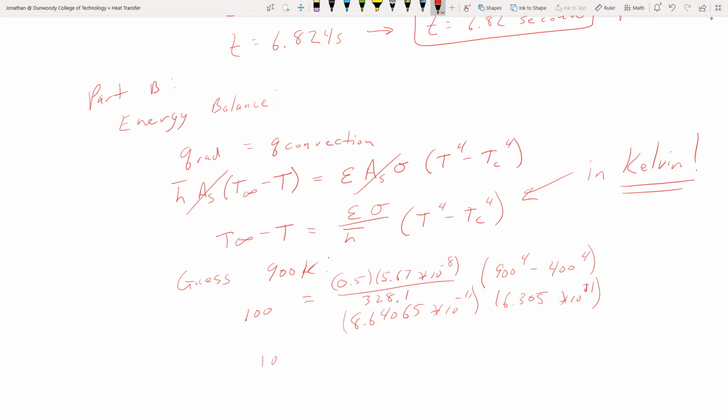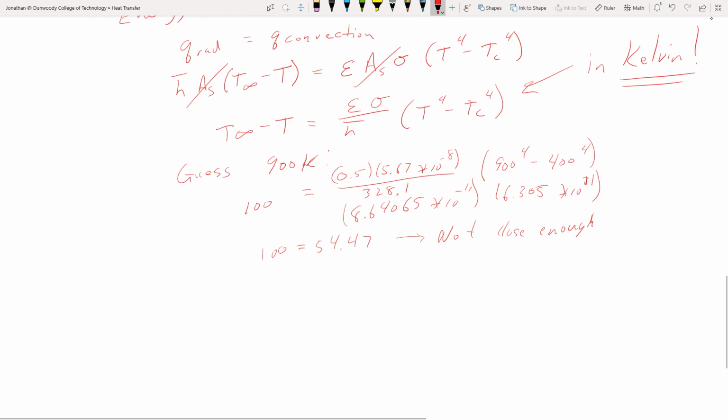So we get 100 equals 54.47. Not close enough. So we're probably too cold, right? This side we had a smaller difference than that side. So we're going to guess something else. Let's guess 940 Kelvin this time.